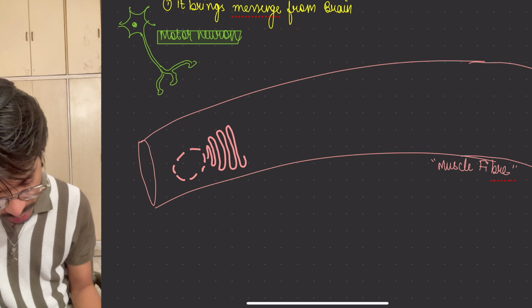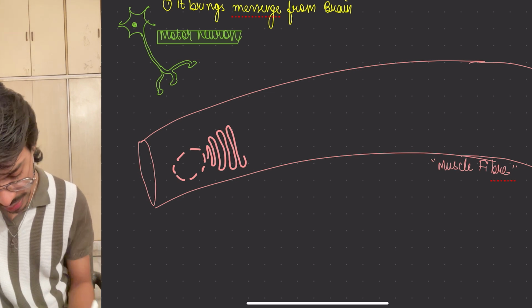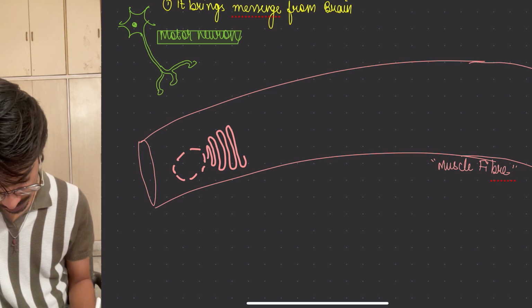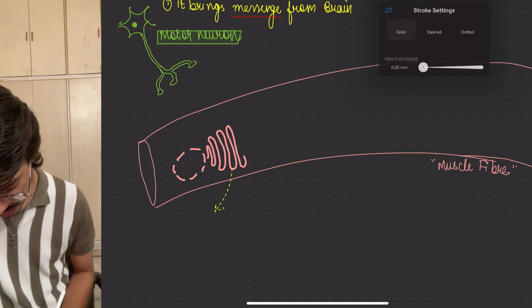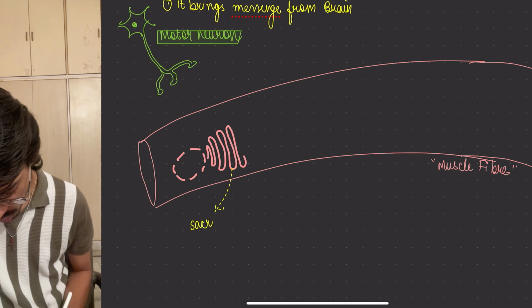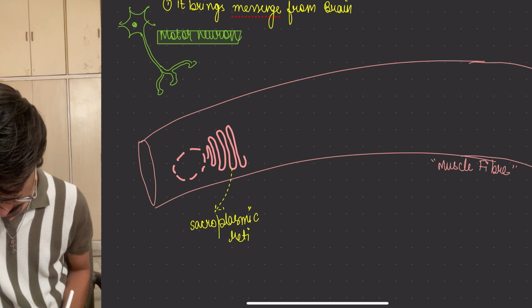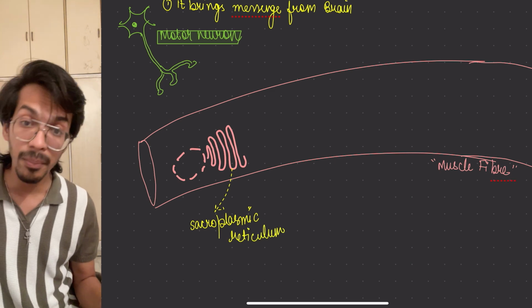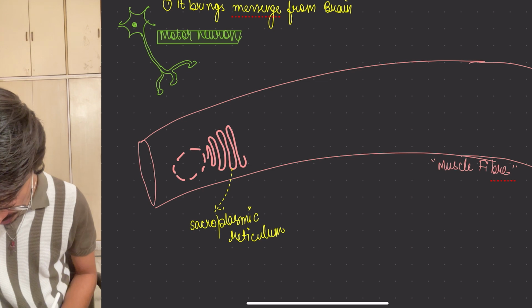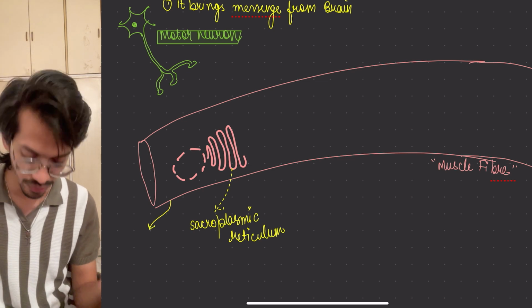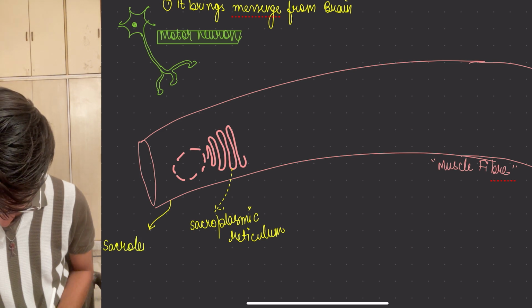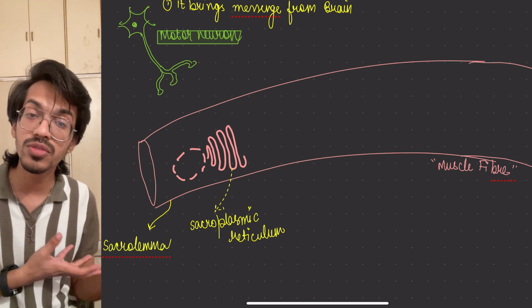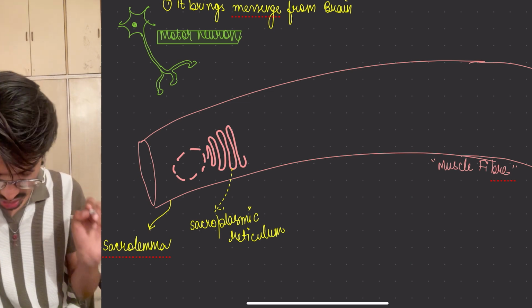Now what is the special thing about the endoplasmic reticulum here? It has a special name. The endoplasmic reticulum here is called the sarcoplasmic reticulum. It is important to remember. Plus, since it is a muscle cell, the muscle cell plasma membrane also has a different name, called sarcolemma. The cytoplasm of this will be called sarcoplasm. Okay, just remember this.